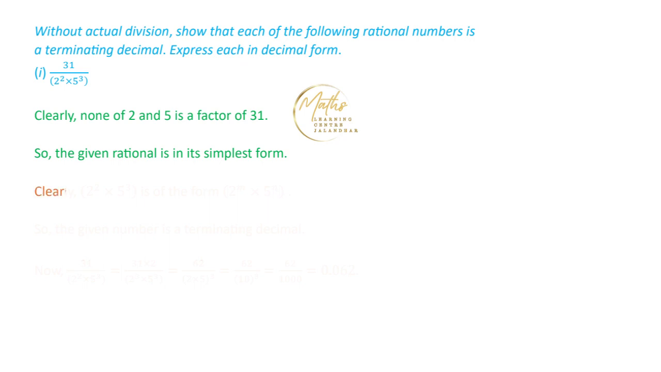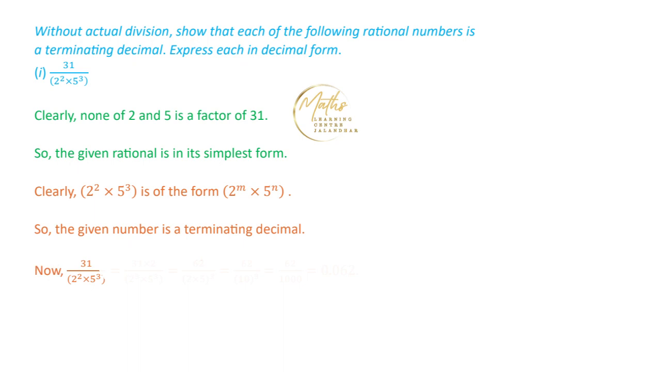Now the denominator is 2 raised to the power 2 into 5 raised to the power 3, so it is in the form 2 raised to the power m into 5 raised to the power n. So the given number is a terminating decimal number. Now the second part of the question says to express it in decimal form. We have 31 by 2 raised to the power 2 into 5 raised to the power 3.